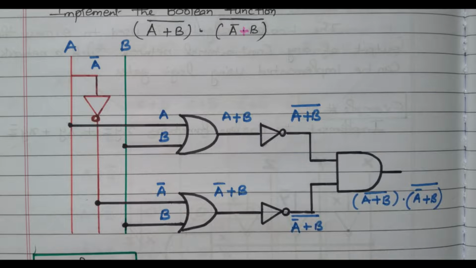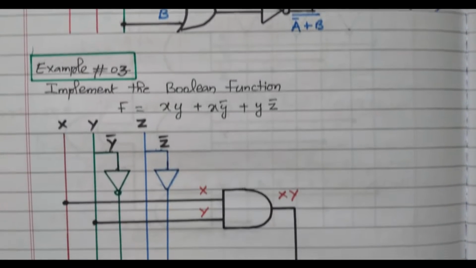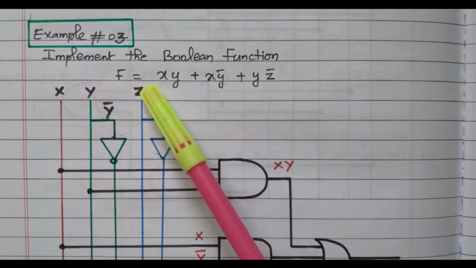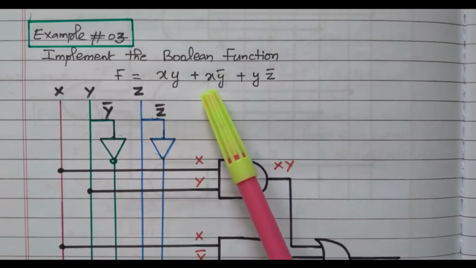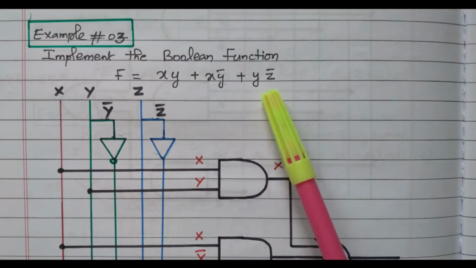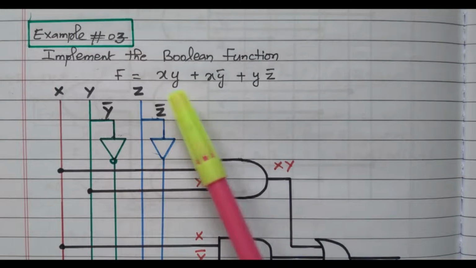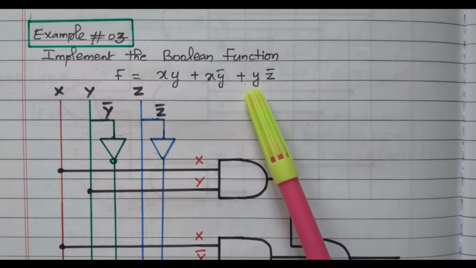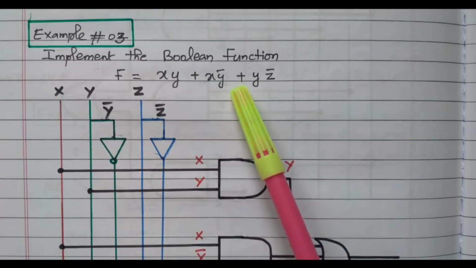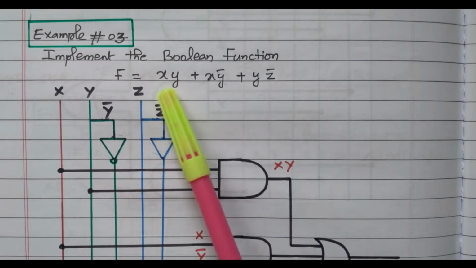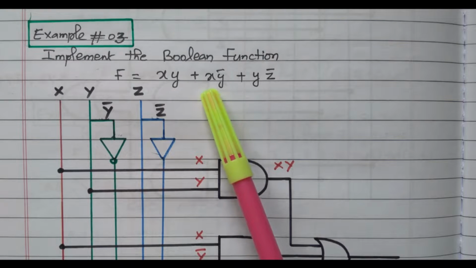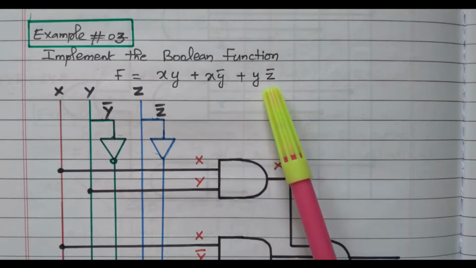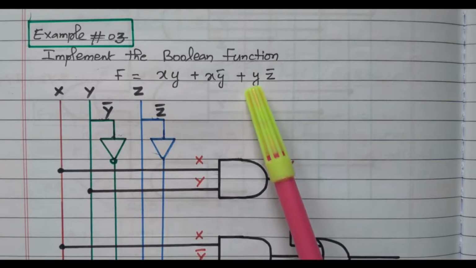Now we'll go to one more example, example 3. Example 3 is XY plus XY bar plus YZ bar, right? Here three variables are available, X, Y, Z. The three terms are there: XY, XY bar, YZ bar. Then all three terms are added together. In order to perform X into Y we need one AND gate. X, Y bar we need one AND gate. Y, Z bar we need one AND gate. Then finally to add all these we need one OR gate.